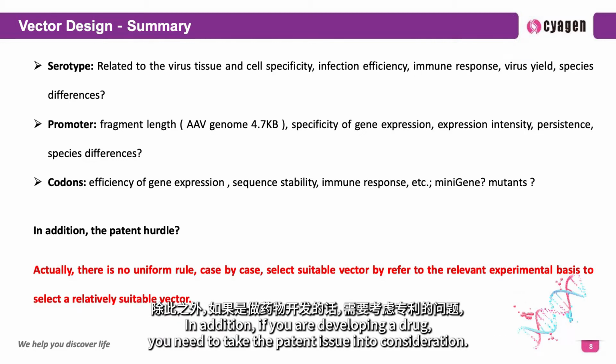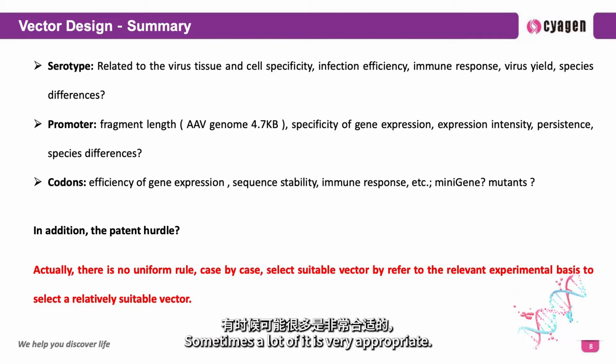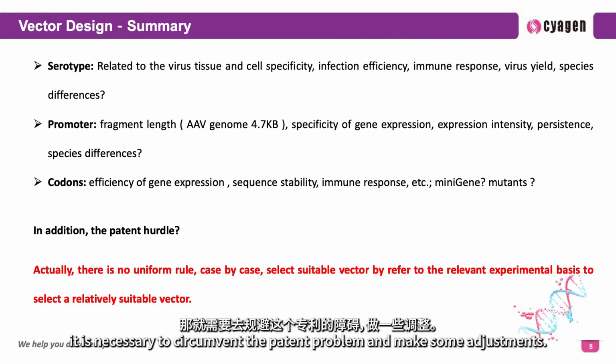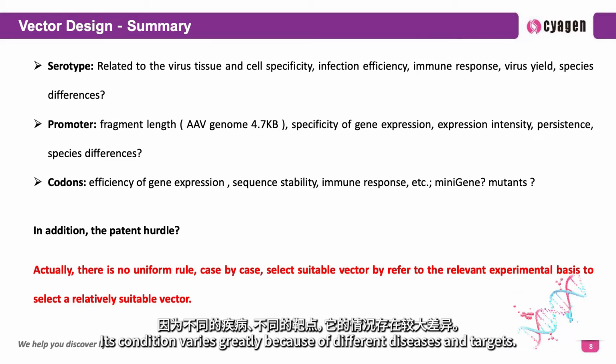In addition, if you are developing a drug, you need to take the patent issue into consideration. Sometimes a lot of it is very appropriate with a good serotype, promoter or codon-optimized sequence. But if someone else has patented it, it is necessary to circumvent the patent problem and make some adjustments. Its condition varies greatly because of different diseases and targets.